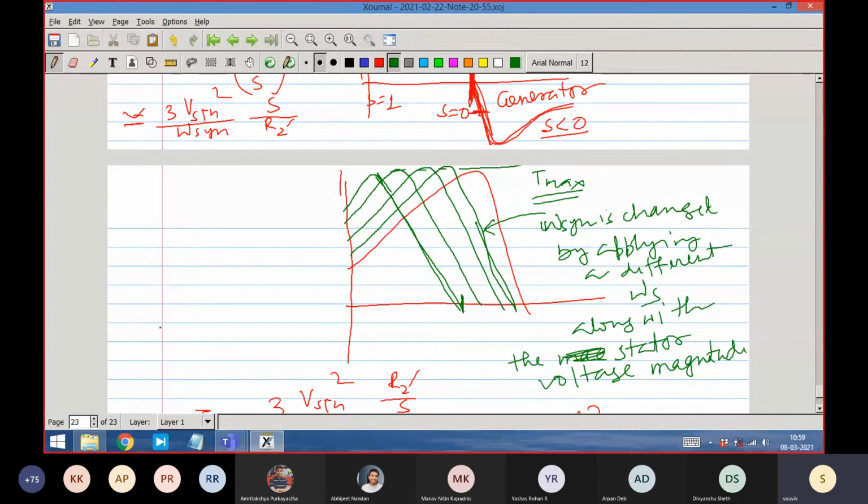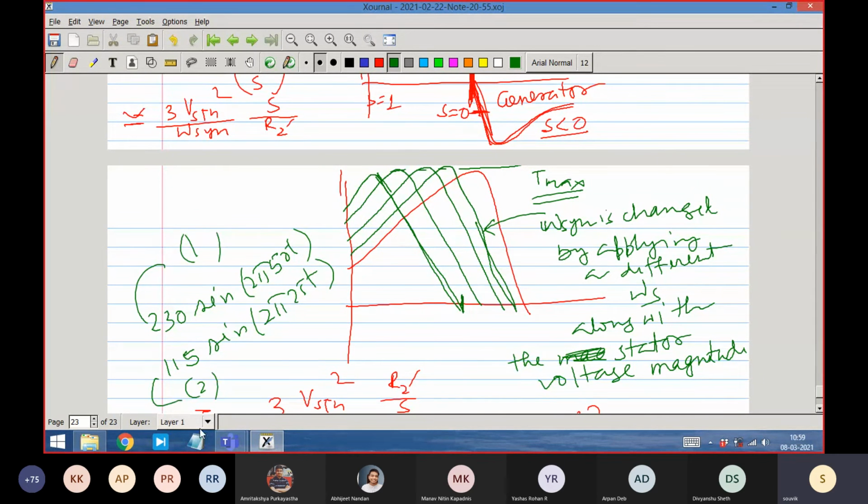Meaning that earlier, suppose it was 230 volt sine 2 pi into 50 t. Let us say I am now applying 115 sine 2 pi 25 t. This was the first case, and this is the second case, where we have changed. This is omega s corresponding to 50 Hz. This may be the second omega s corresponding to 25 Hz.